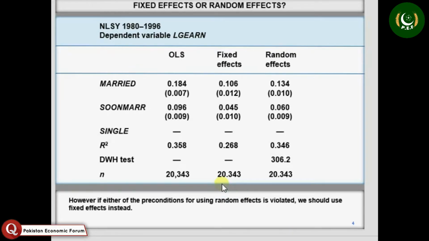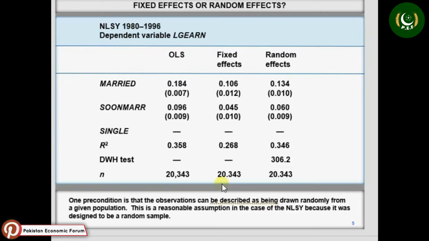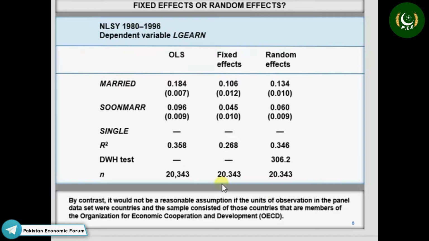Then if these two assumptions are violated, that alpha_i and x_it are correlated, or the Z is not a random draw, then you should use the fixed effect model. As I mentioned, first it should be drawn randomly. Secondly, it should be independent of x_it. Now you see, if you are talking about OECD countries, obviously it's not a random draw from 200 countries of the world.